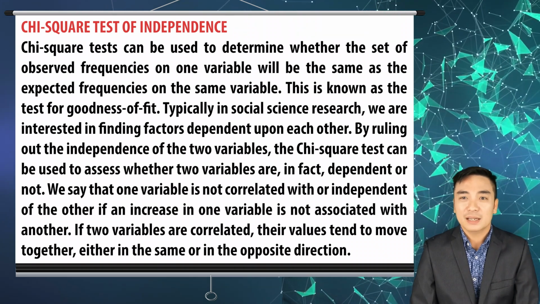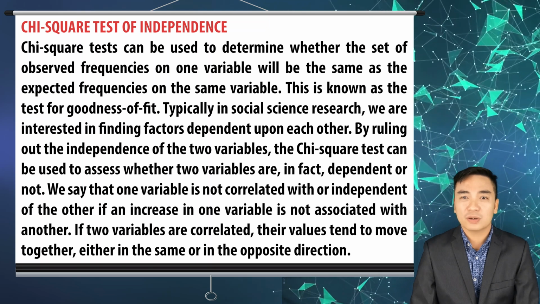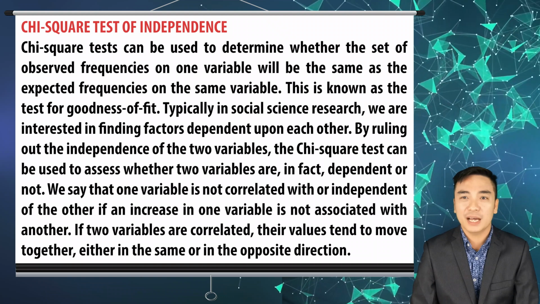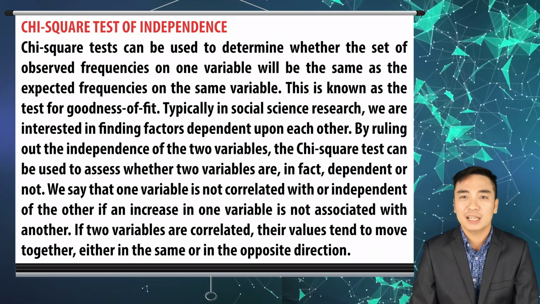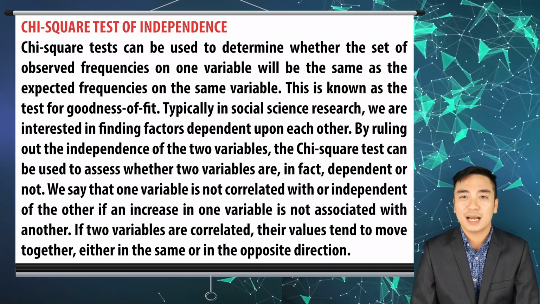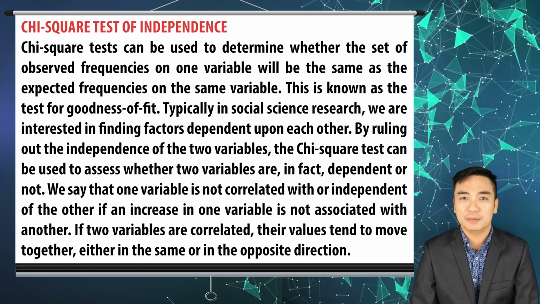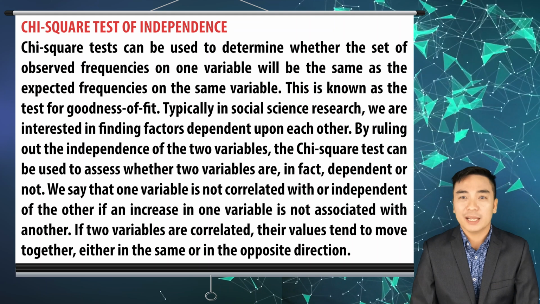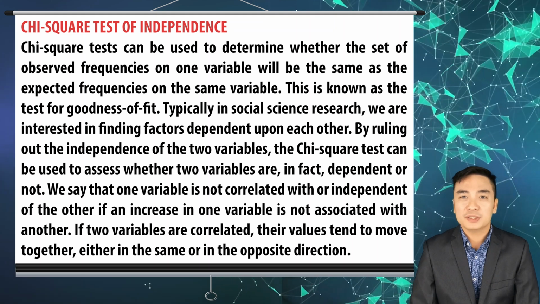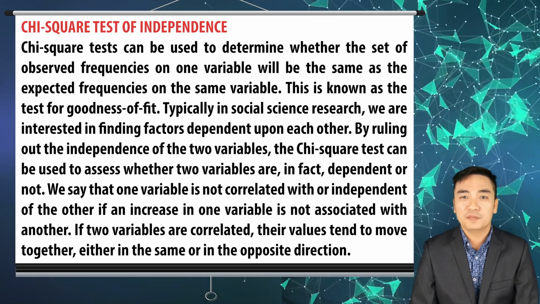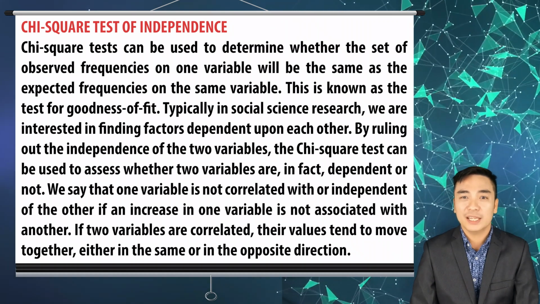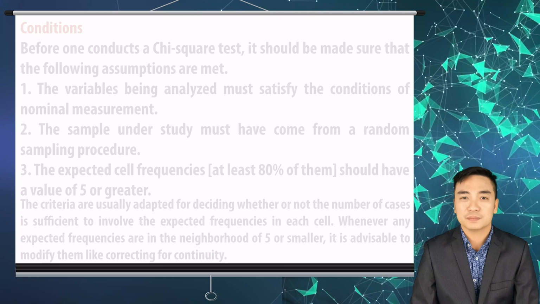We say that one variable is not correlated with or independent of the other if an increase in one variable is not associated with another. If two variables are correlated, their values tend to move together, either in the same or in the opposite direction.